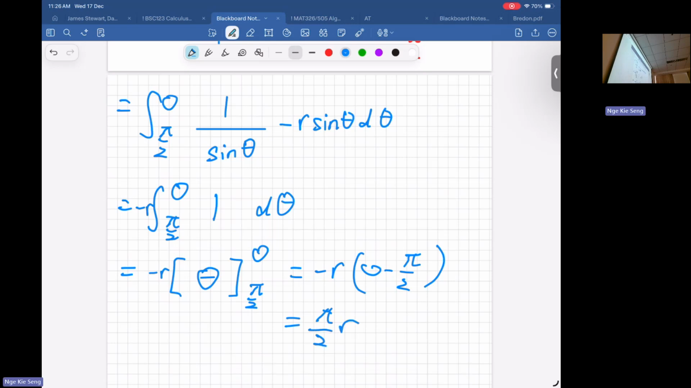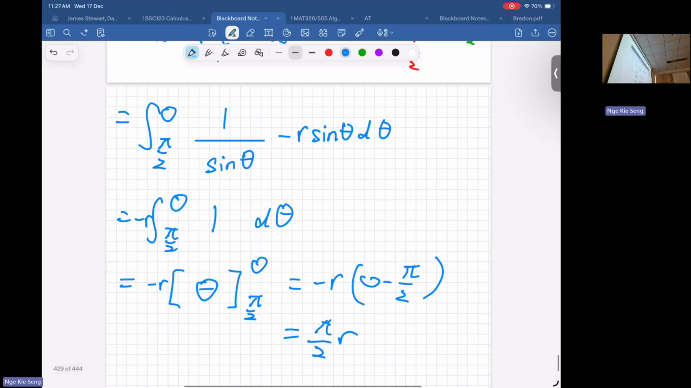Is this 2 pi r yet? It's not quite. So do I miss something? Hey, wait, let me see. Oh, I think I missed something. Pi r, wait a minute, let me think. Circumference is 2 pi r, right? Yeah, so let me see. I missed something. What happened here? I just computed half of it, right?